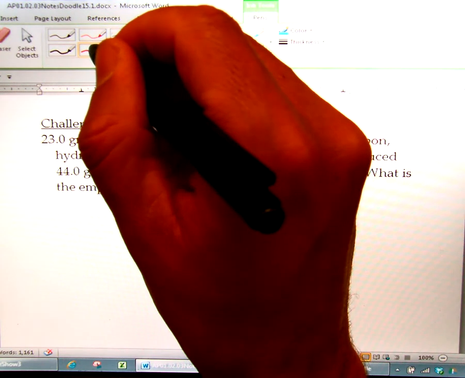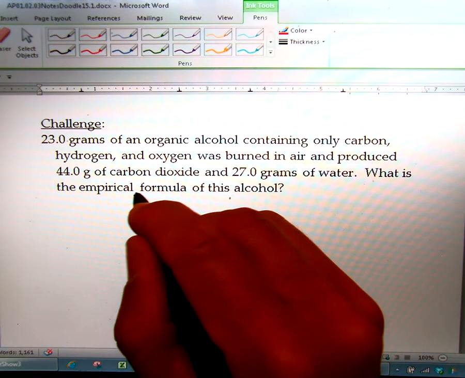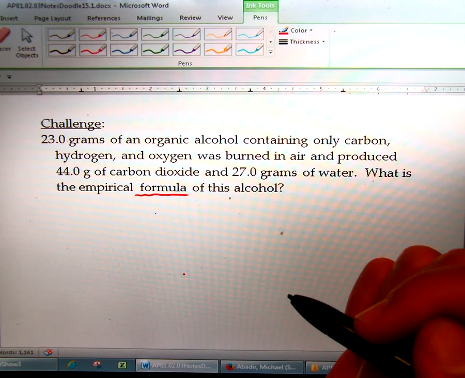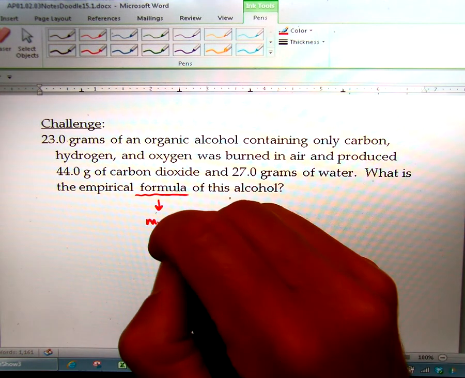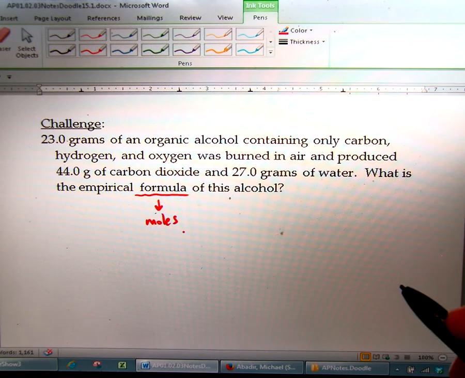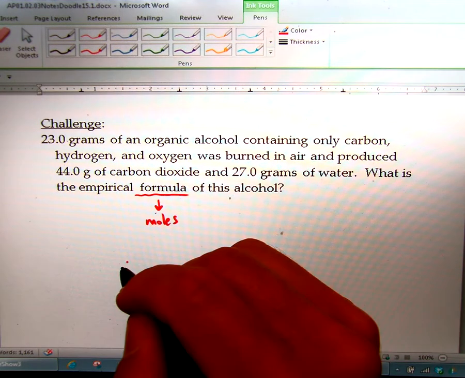So to get the formula, remember, you're going to need to know moles. You need to know moles. But when you do a lab, you're really only measuring grams, so eventually we're going to have to convert. So I like to call these blob problems.